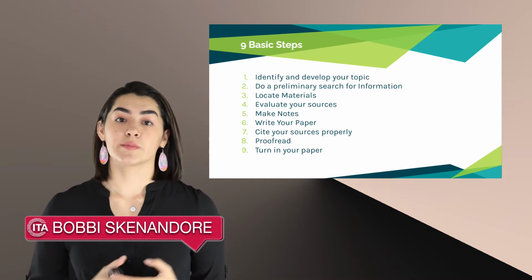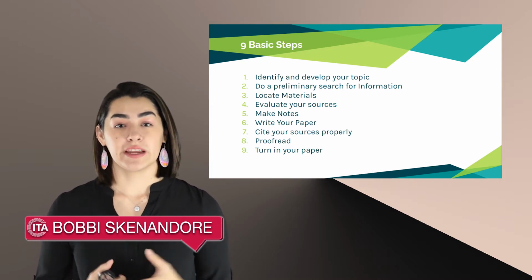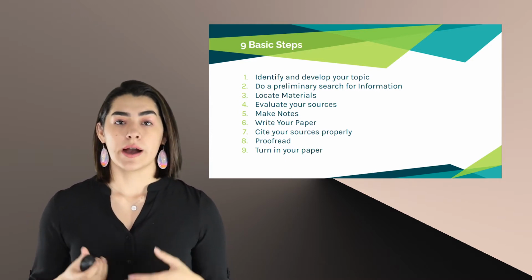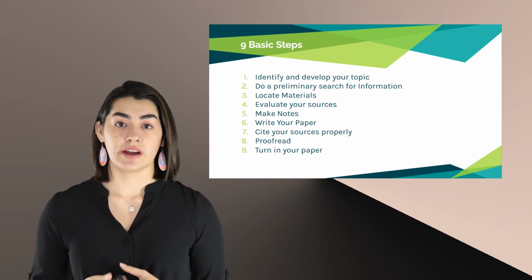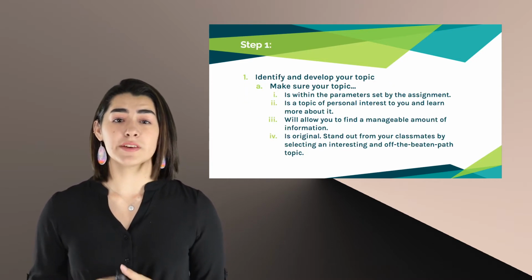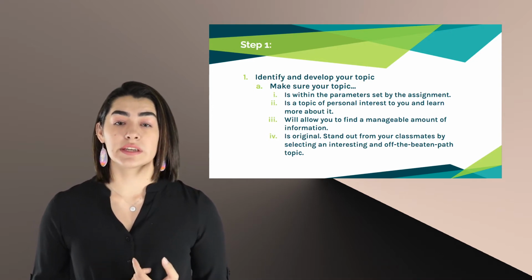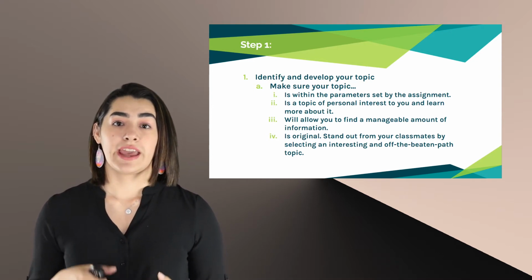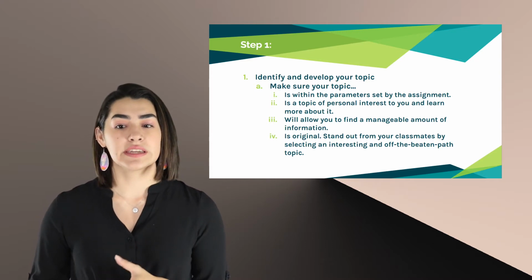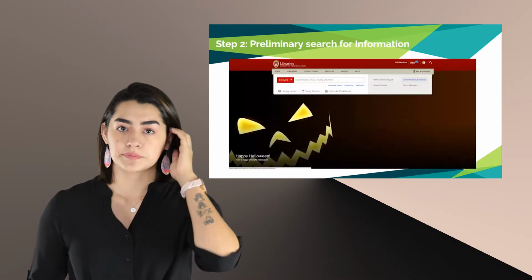This video will be talking about how to write a research paper. There are 9 basic steps that we will go through individually to help you figure out how to write your paper. The first is to identify and develop your topic. So make sure that the topic that you choose is in the parameters of the assignment and that it is something that you are interested in and that you want to learn more about.